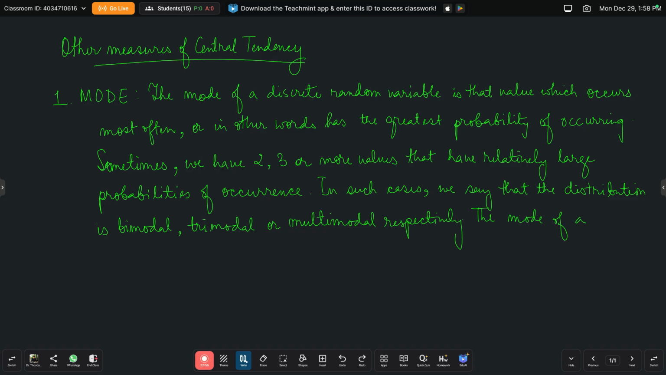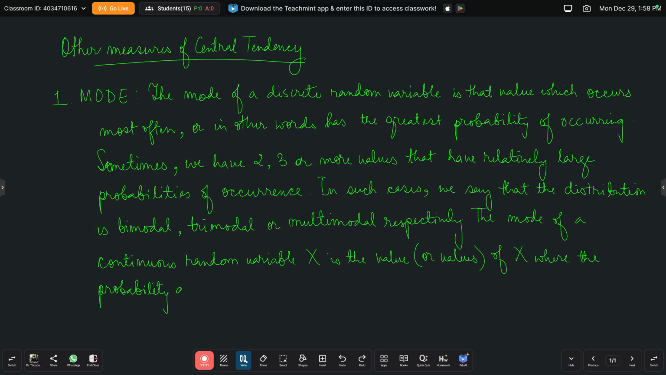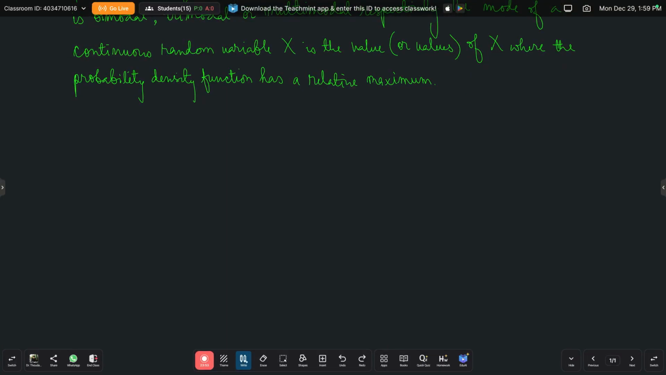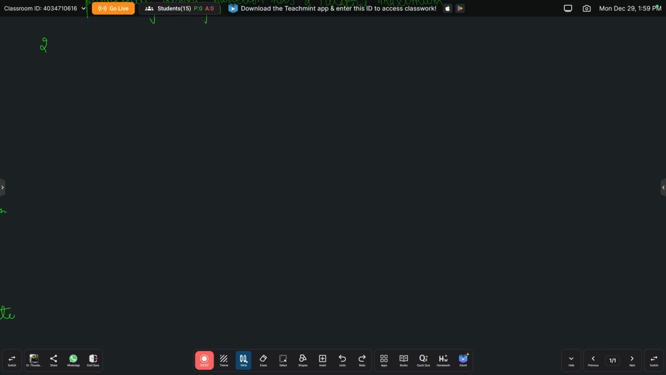The mode of a continuous random variable x is the value or values of x where the probability density function has a relative maximum. This is the mode, and next is the median.